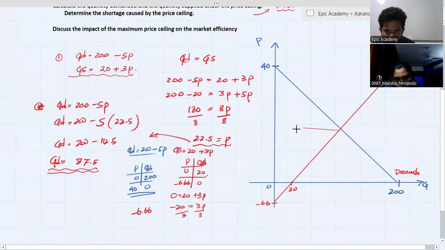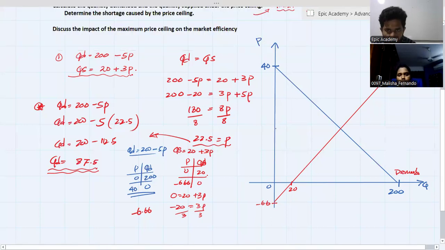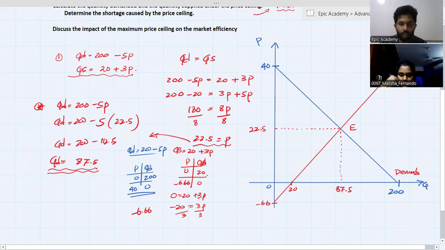This is the equilibrium. Okay, it's better to draw here. Sorry. Just use this kind of line. Okay, it is very easy to identify. Equilibrium price is 22.5 and quantity is 87.5. Right. Then you already know where the consumer surplus is. This is the consumer surplus area.